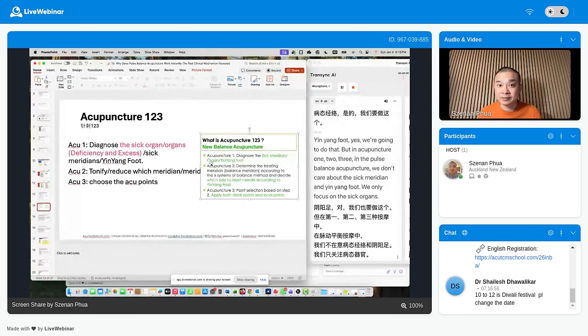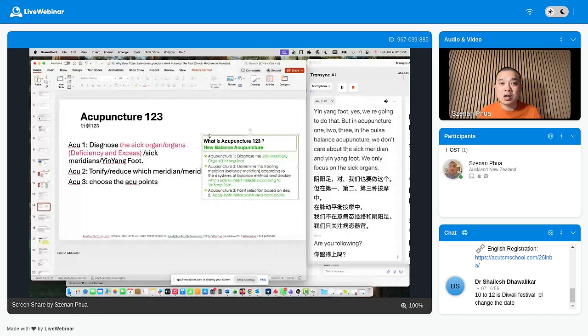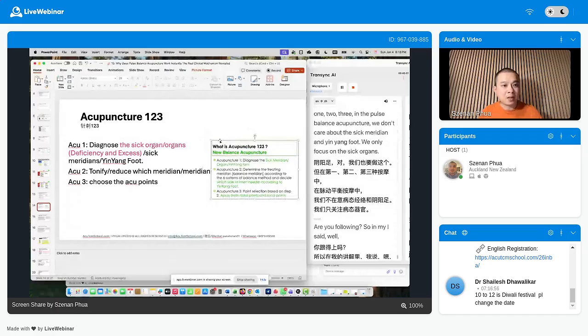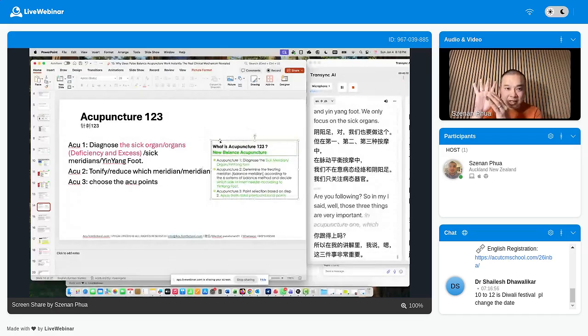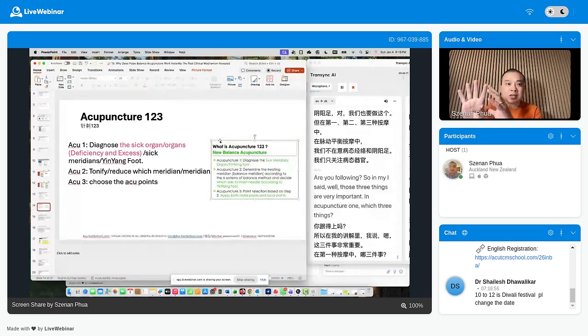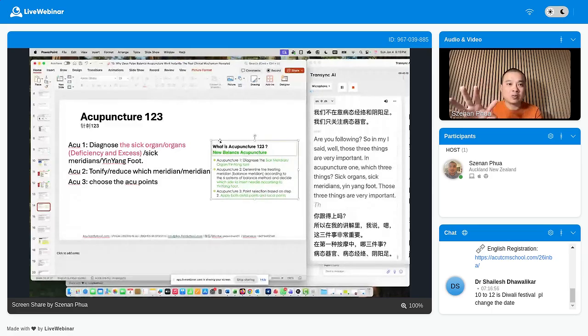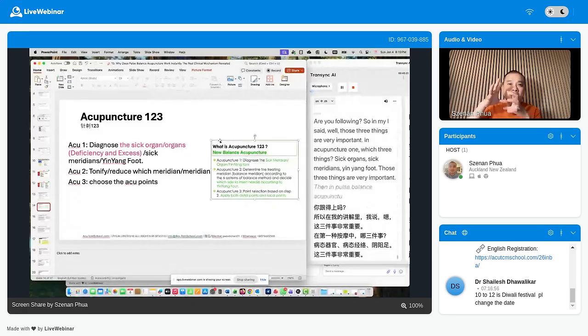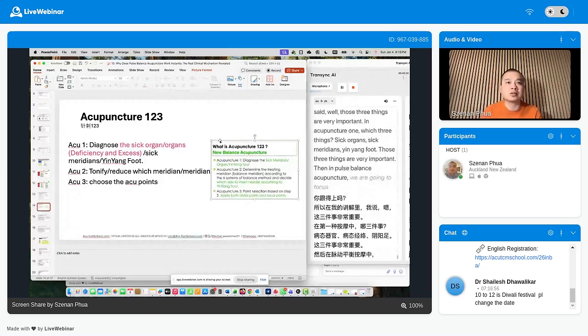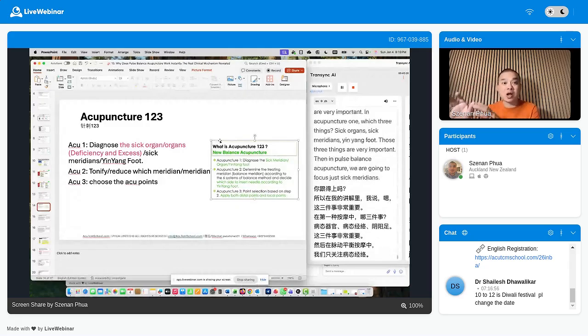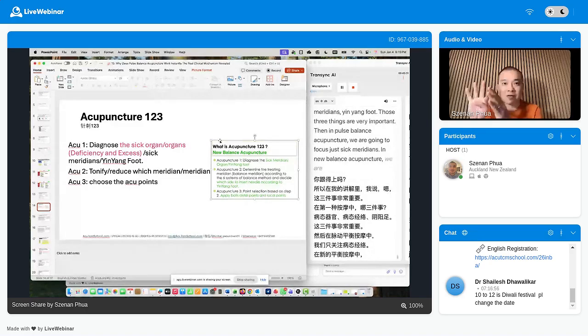Are you following? So those three things are very important in acupuncture 1. Which three things? Sick organs, sick meridians, yin yang foot. Then in Pulse Balance Acupuncture, we are going to focus just on sick organs. In New Balance Acupuncture, we are going to focus on the sick meridian and yin yang foot diagnosis. Are you following?